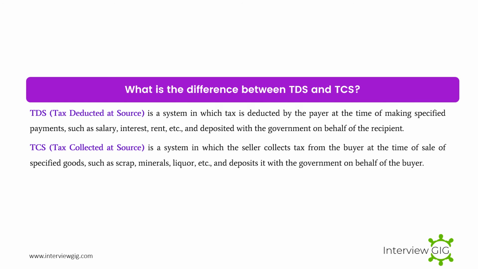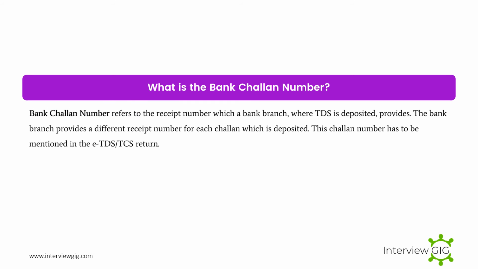What is the difference between TDS and TCS? TDS, tax deducted at source, is a system in which tax is deducted by the payer at the time of making specified payments, such as salary, interest, rent, etc., and deposited with the government on behalf of the recipient. TCS, tax collected at source, is a system in which the seller collects tax from the buyer at the time of sale of specified goods, such as scrap, minerals, liquor, etc., and deposits it with the government on behalf of the buyer.